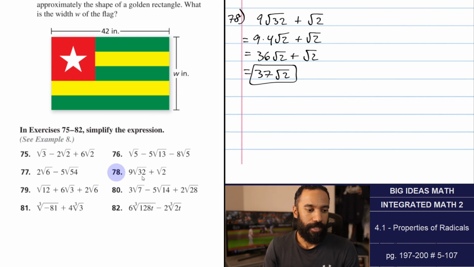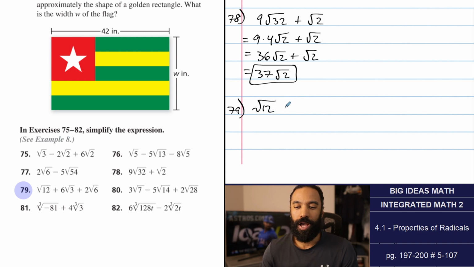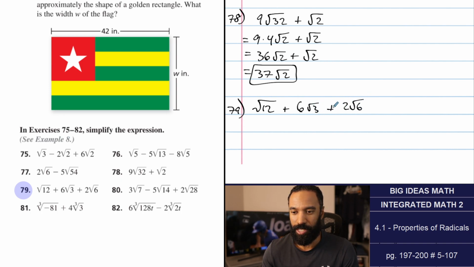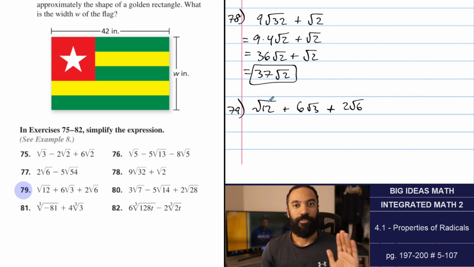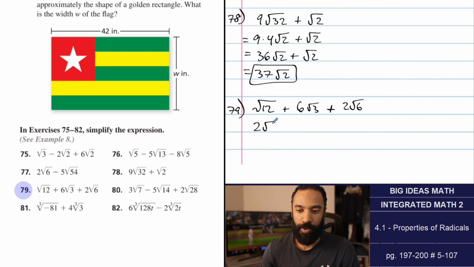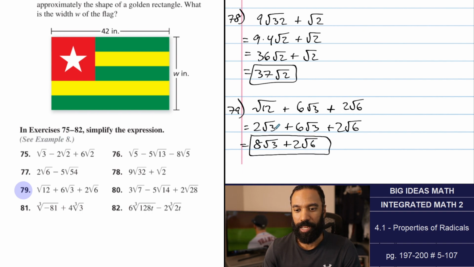Number 79. Now it is 3 terms, so you have to question what combines, if at all, or which ones, if all of them. Root 12 plus 6 root 3 plus 2 root 6. Not all of them will combine, because root 6 cannot simplify, and neither can root 3. But root 12 can. Square root of 12 is root 4 times root 3, which is 2 root 3. So 2 root 3 will combine with the 6 root 3. 2 root 6 will be left to its lonesome. And we are going to get 8 root 3 here, and 2 root 6 there, and happily be done.